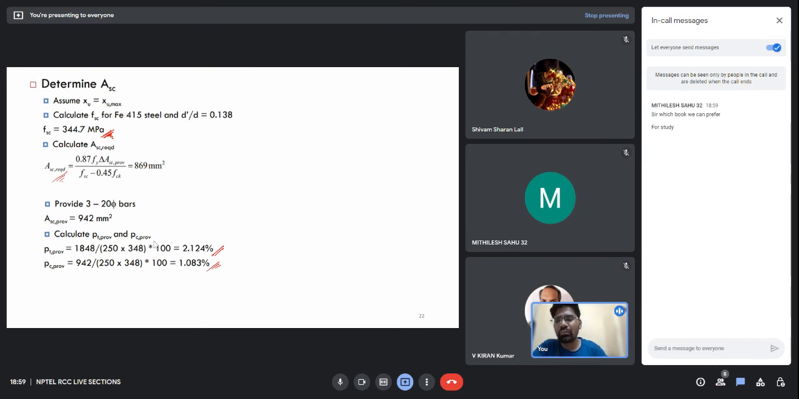Yeah, you can use the Subramanyam book and Krishna Pillai. Those two books are good. For problems you can see the Krishna Pillai book, Krishna Menon, and for concepts you can refer to the Subramanyam book. It is a good one. Any other questions?